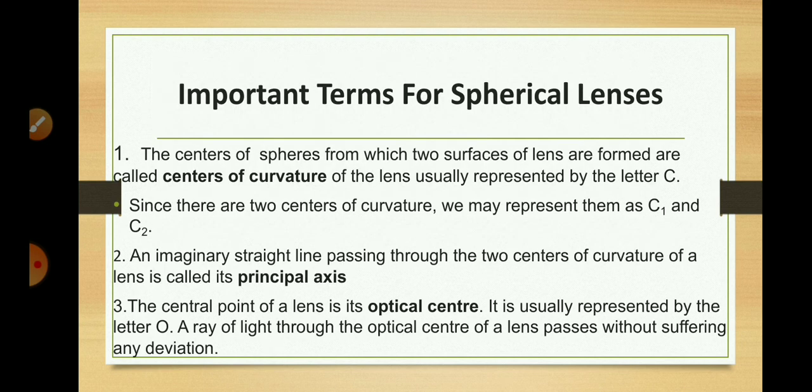Here are some important terms for spherical lenses. First one is the center of curvature. Centers of spheres from which two surfaces of lens are formed are called centers of curvature of lens, usually represented by letter C. Since there are two centers of curvature, we may represent them as C1 and C2.